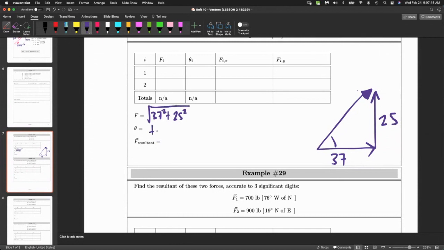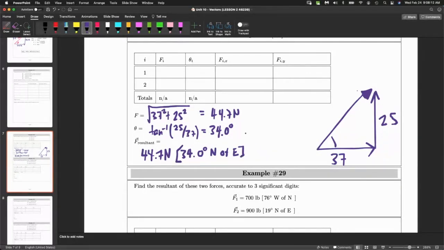And the angle would be tan inverse of 25 out of 37, giving us answers of 44.7 newtons and 34 degrees. So this question, you don't need a table to solve things. The final answer would be 44.7 newtons.